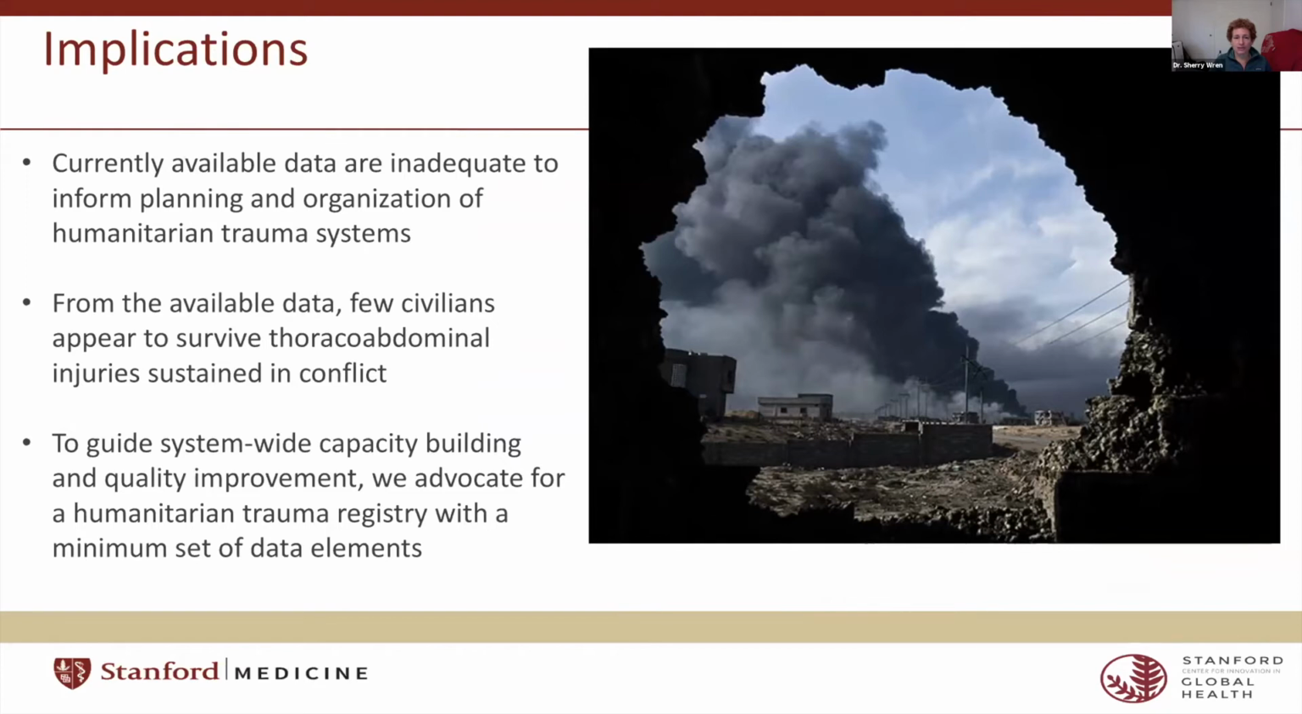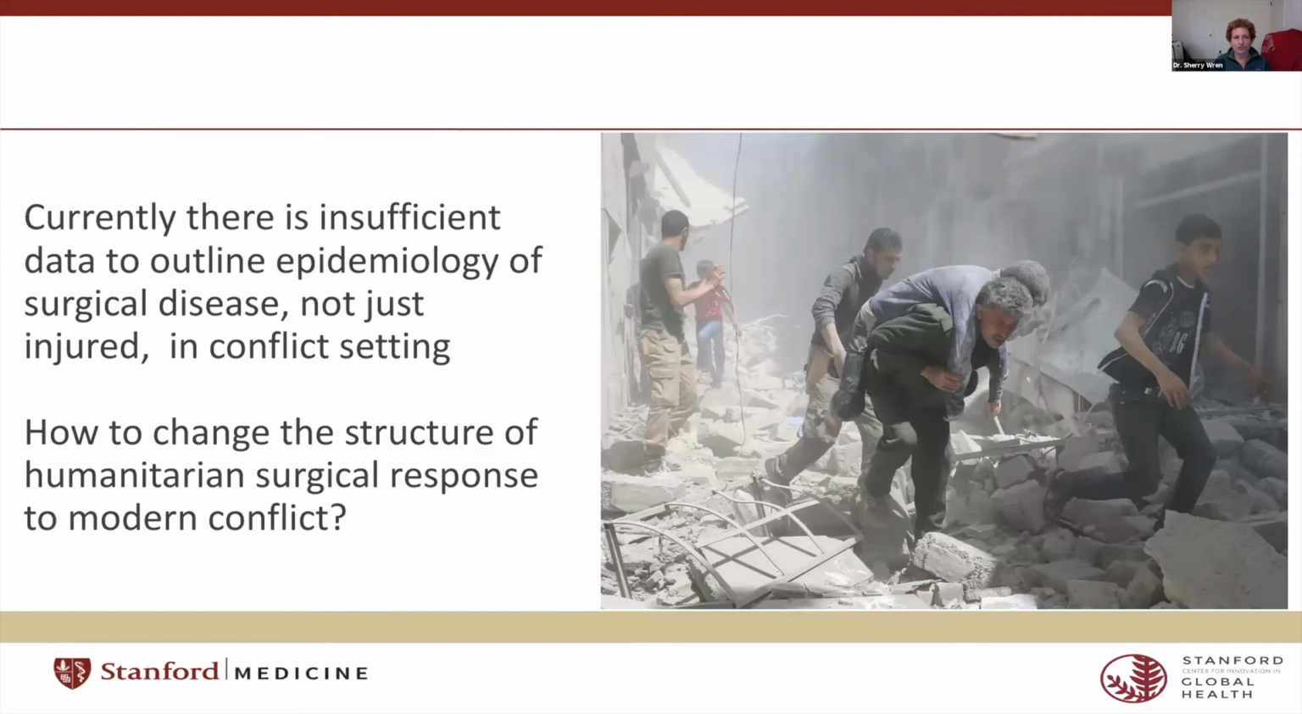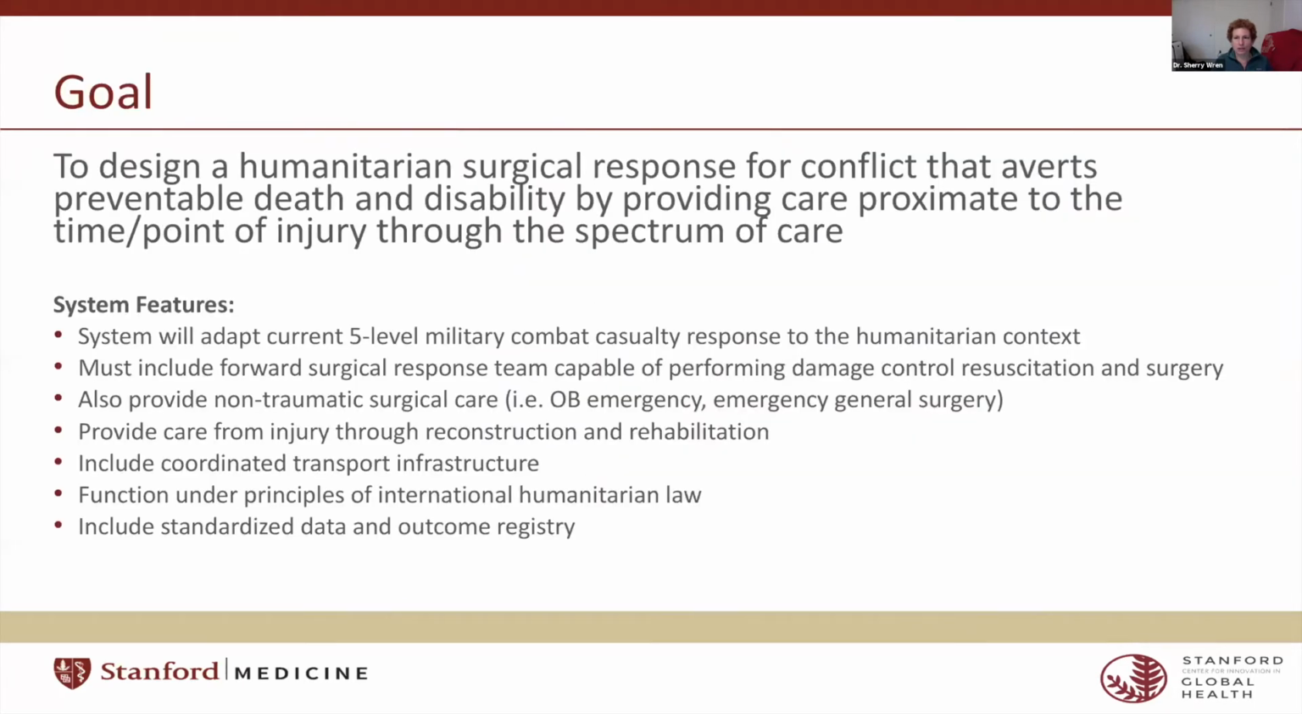So one of the things that we're working on now is how do you change this? So in conflict, we don't have this. We don't know how many women are pregnant and need births by cesarean. How do you begin to change this response? So about 2.5 to 3 years ago, I decided that we wanted to put together a group to look at designing this humanitarian surgical response for conflict. And we wanted to avert death and disability.